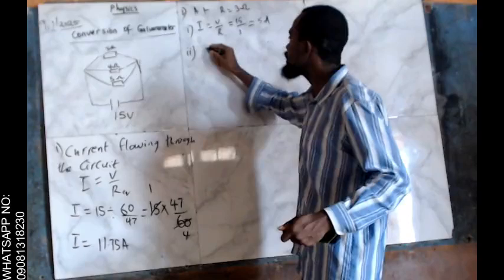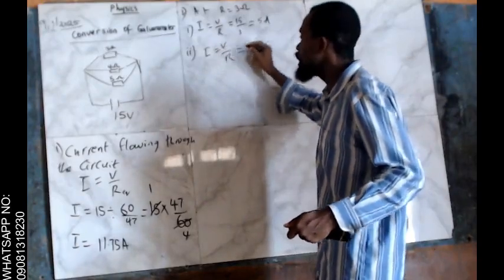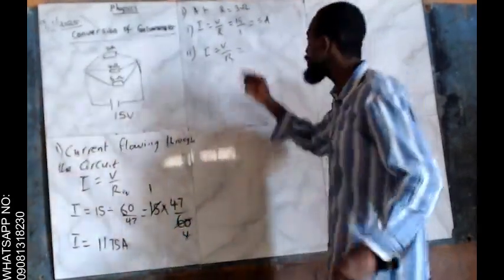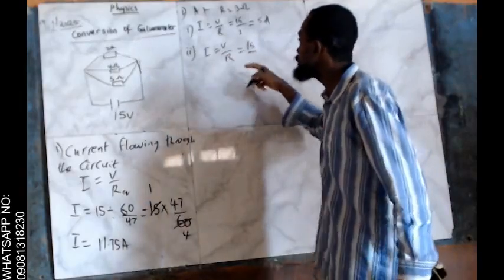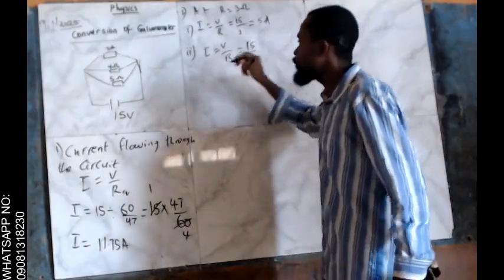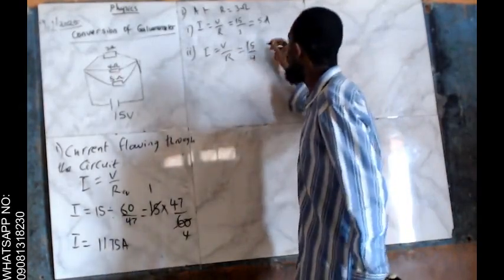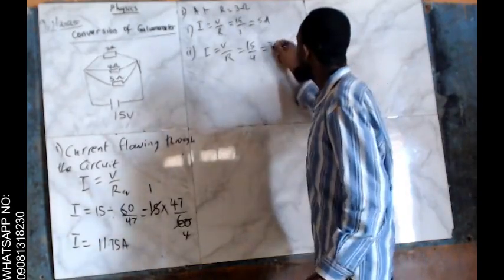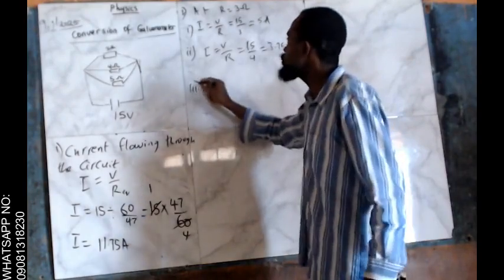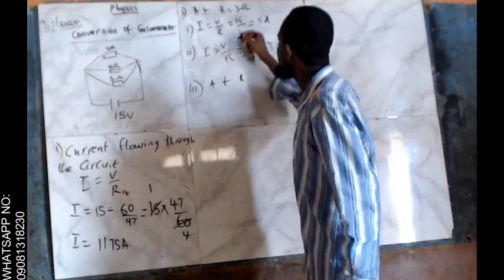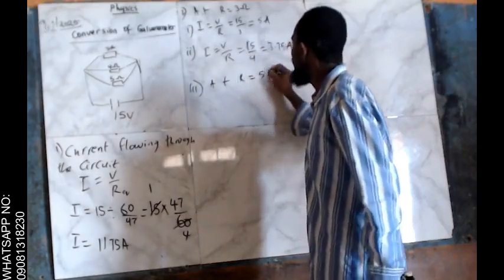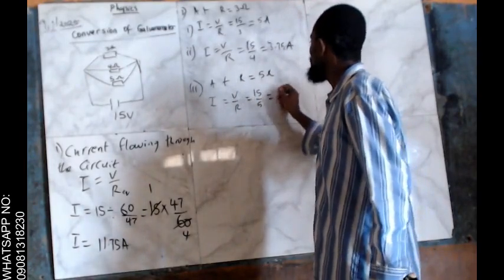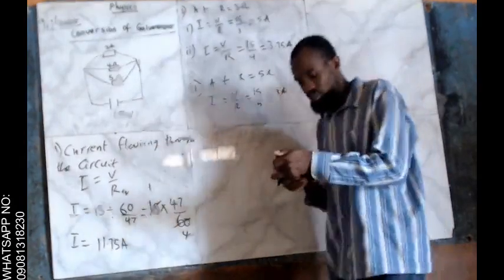While the current flowing through the second resistor will be I equal to V over R. This time around, the voltage is still 15 V because there is no potential drop. They are at the same potential. R is 4 this time, so I equals 15 over 4, which is 3.75 ampere. Now the third one has R equal to 5 ohms, so I is equal to V over R. Here V is 15, R is 5, so I equals 3 ampere.